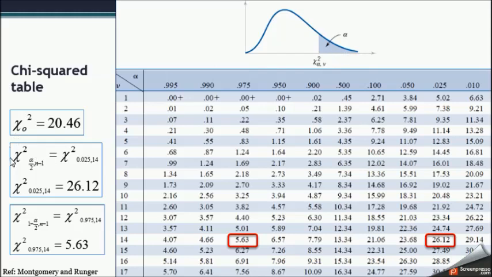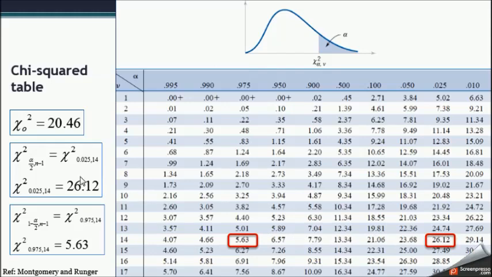We have firstly chi-naught square alpha over 2, because we have a two-sided test. So we divide alpha into alpha over 2 and alpha over 2 to the left, or 1 minus alpha over 2, so we have the area under the curve to the right of the value. So our critical values are when the degrees of freedom is 14, because the sample size is 15. So we are going to use this row of 14 degrees of freedom.